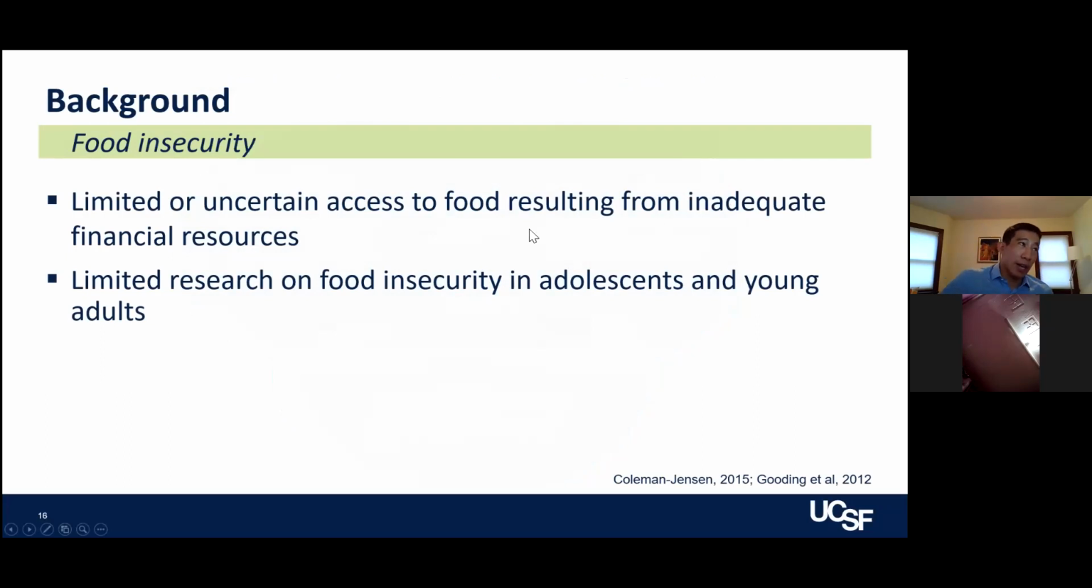So I know you've talked a lot about food insecurity earlier today with Dr. Falgona and also with others. So I won't talk about that too much in general, but just to say that there's quite limited research on food insecurity in adolescents and young adults.